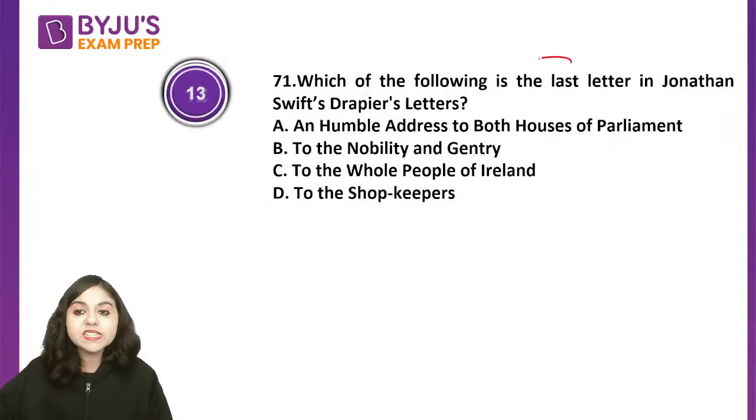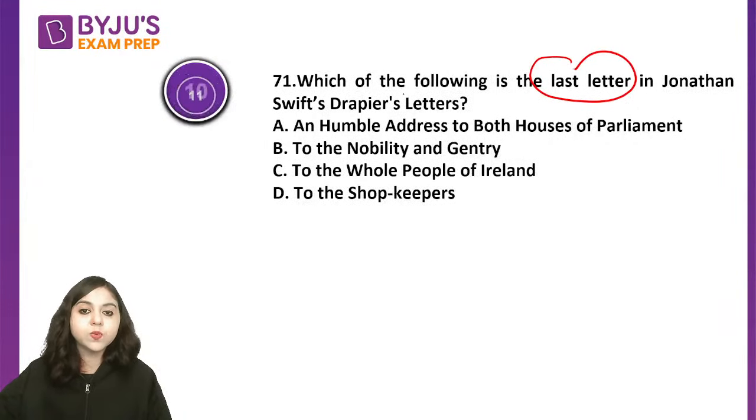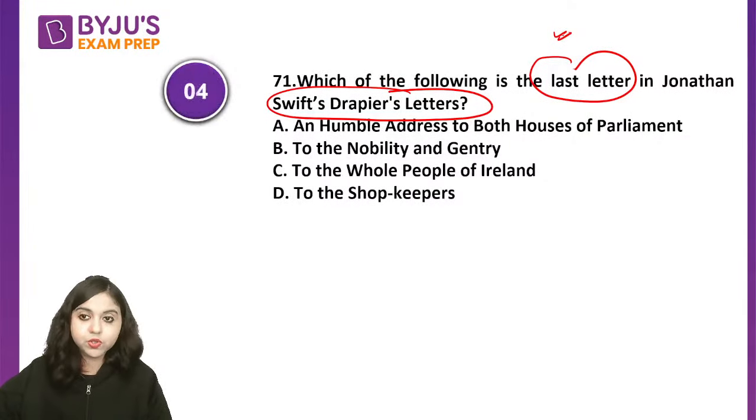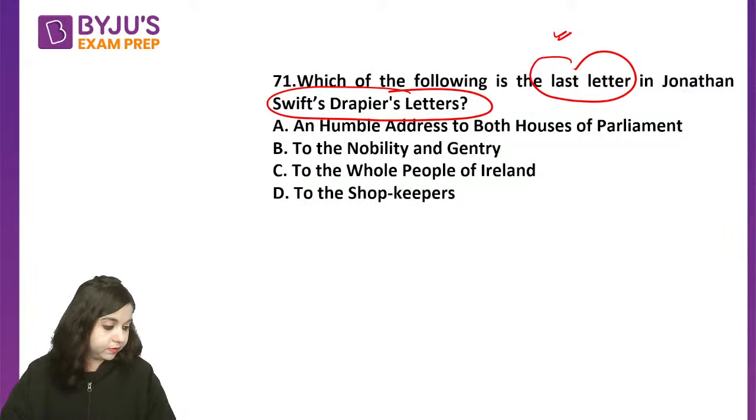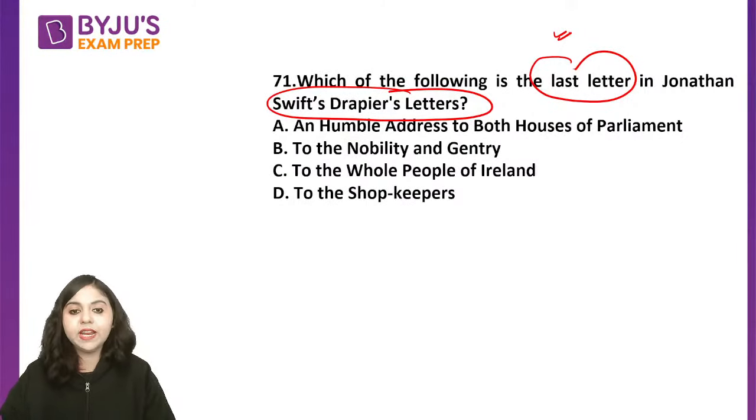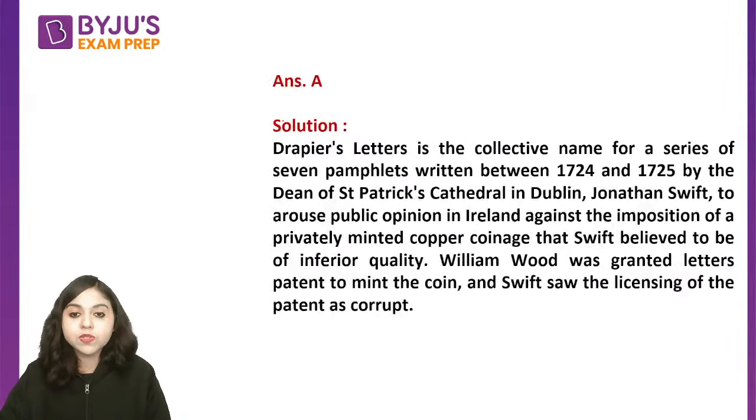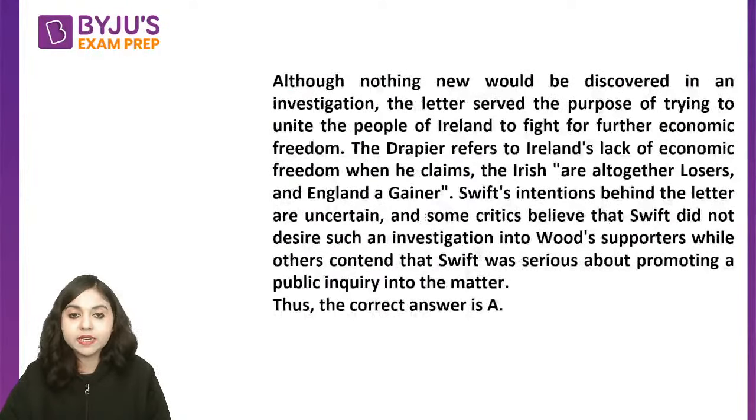Which of the following is the last letter in Jonathan Swift's The Drapier's Letters? It's the last letter that you're able to see. Headed Home has got it right. Headed Home is right. And a humble request address to both houses of parliament, right? That is the right answer.